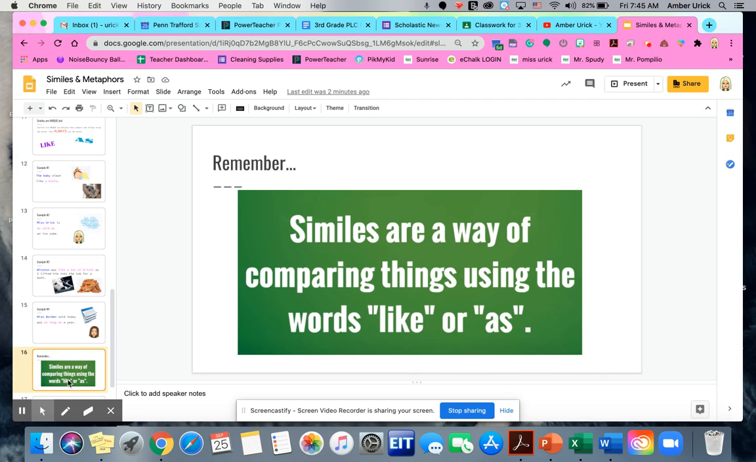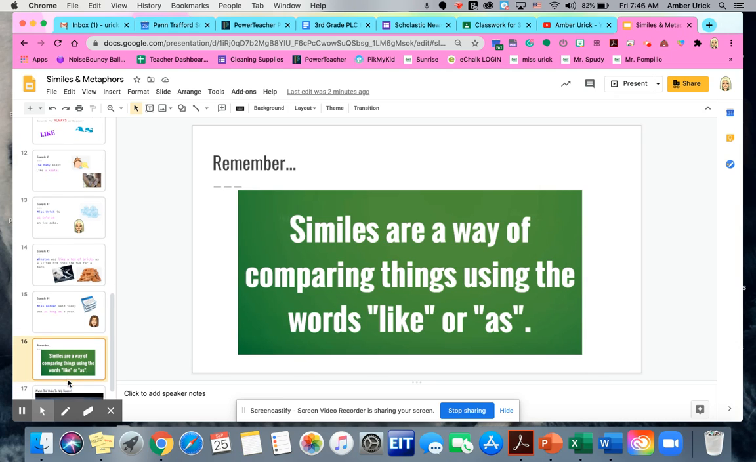So remember, similes are a way of comparing things using the words like or as. So metaphors are a way of comparing things that do not use like or as, and similes are a way of comparing things using the words like or as.